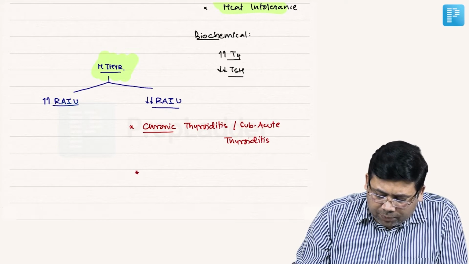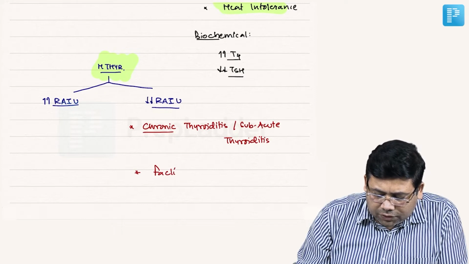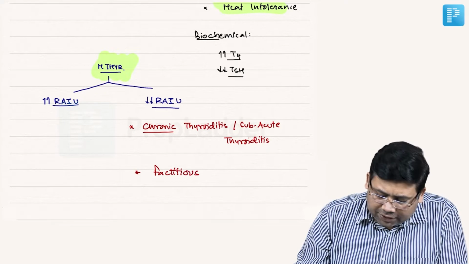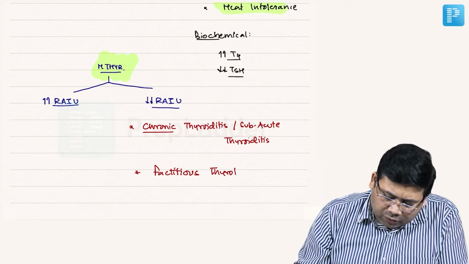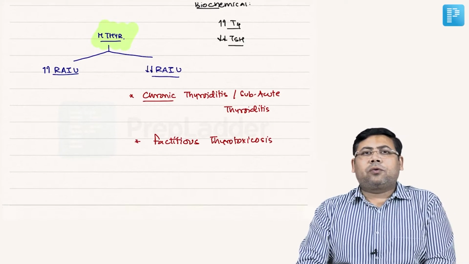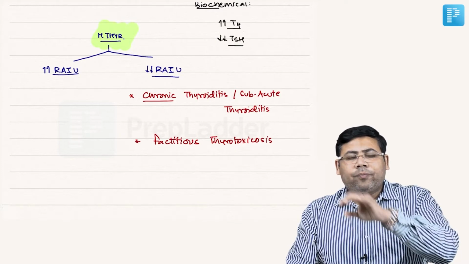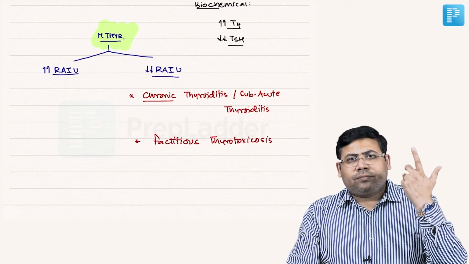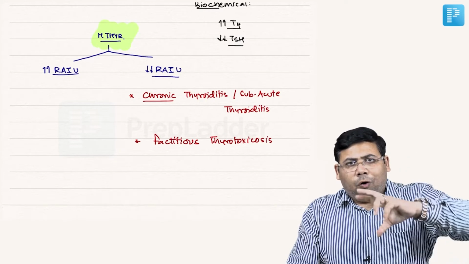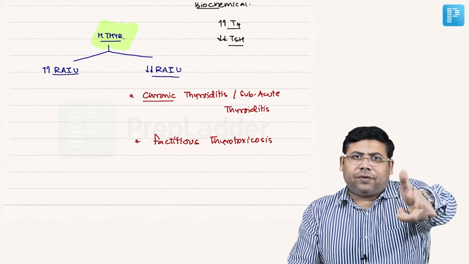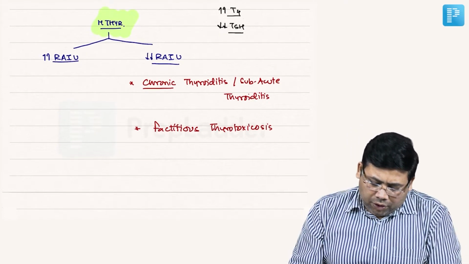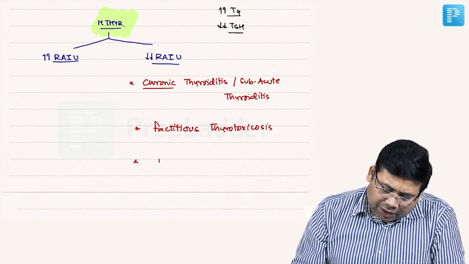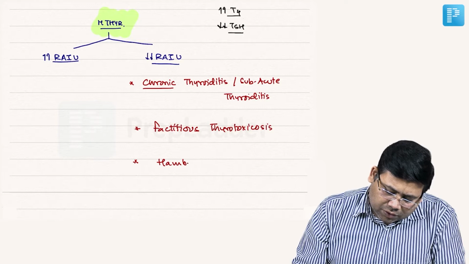Apart from this, it may be due to factitious thyrotoxicosis. What is factitious thyrotoxicosis? The classical example is someone advised to take 40 international units and you took 14 tablets, or you took 40 tablets. So you have altered the facts. That is why it is factitious. It may be due to allergen induced, and that is what is hamburger thyrotoxicosis.